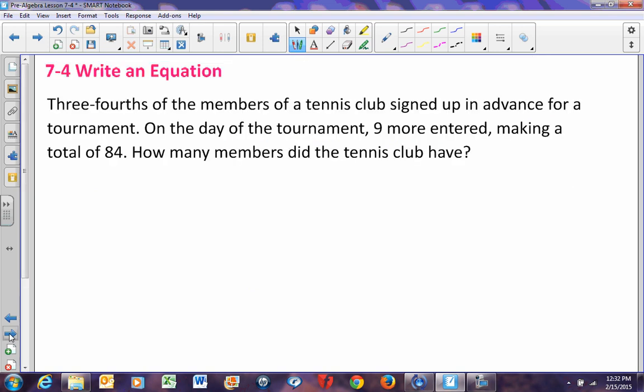Let's look at our last one. 3/4 of the members of the tennis club signed up in advance for a tournament. On the day of the tournament, 9 more entered, making a total of 84. How many members did the tennis club have? Okay, so we're looking for the number of members. So let's let n equal the number of members. Let's look at our equation. 3/4 of the members signed up in advance for a tournament. On the day of the tournament, 9 more people entered, making a total of 84.